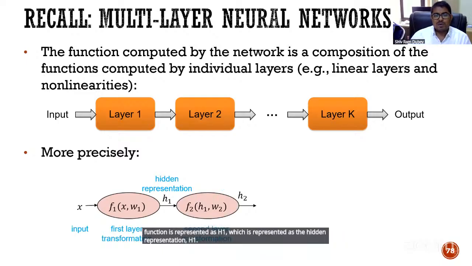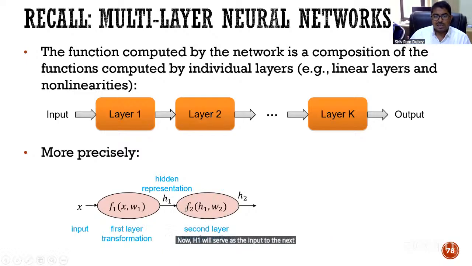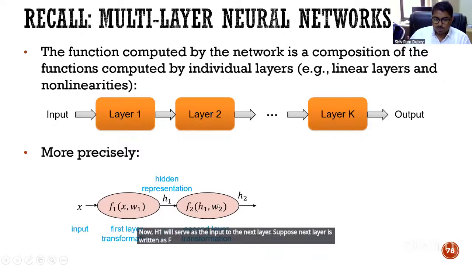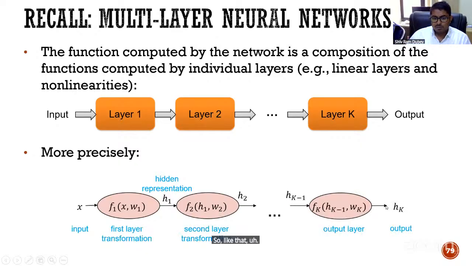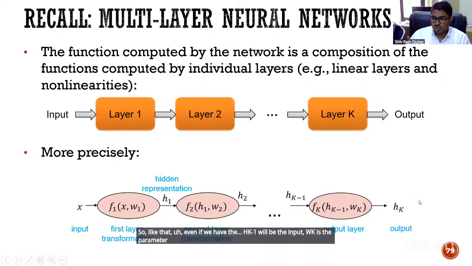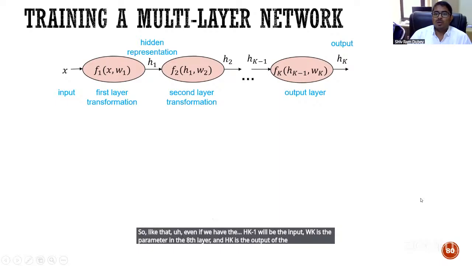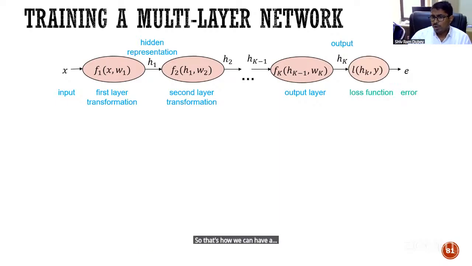Now h1 will serve as the input to the next layer. Suppose the next layer is written as f2 and its parameter is w2. So h1 is the input, w2 is the parameter, and its output is h2. Like that, even if we have the kth layer, then in the kth layer, h k minus 1 will be the input, wk is the parameter in the kth layer, and hk is the output of this kth layer. That's how we can proceed. So that's how we can have a neural network.